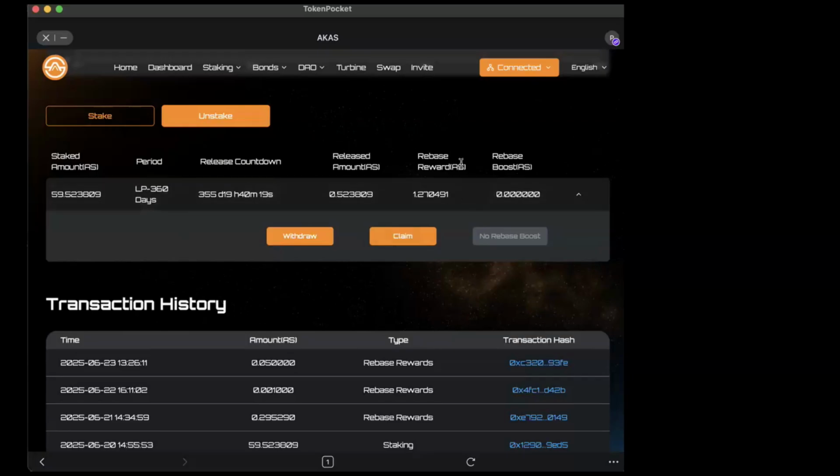Actually, it's not this part. Because this part is the rebase reward, which is our passive income. So for the rebase reward, we don't need to do anything and it will be auto compounding. So this is the mechanism.